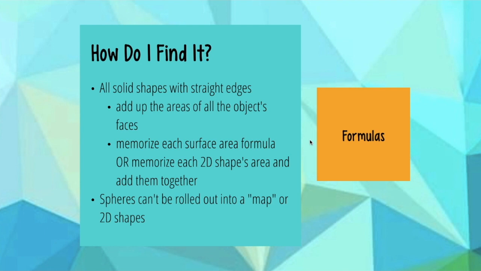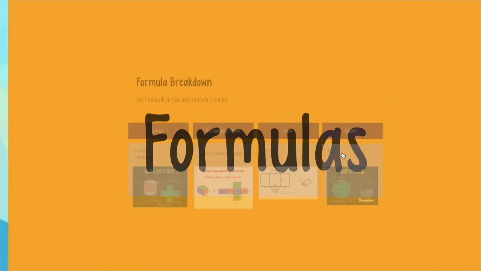The first way, memorizing each surface area formula, might be a little hard because there are many different shapes with different surface area formulas. However, if you know each individual 2D shape's area, like a square or a circle, then you can just piece those all together when you see the object, and we'll go into that later. Now, like I said, spheres can't be rolled out into a map of 2D shapes, so its formula will be a little different. Now let's look at individual formulas.